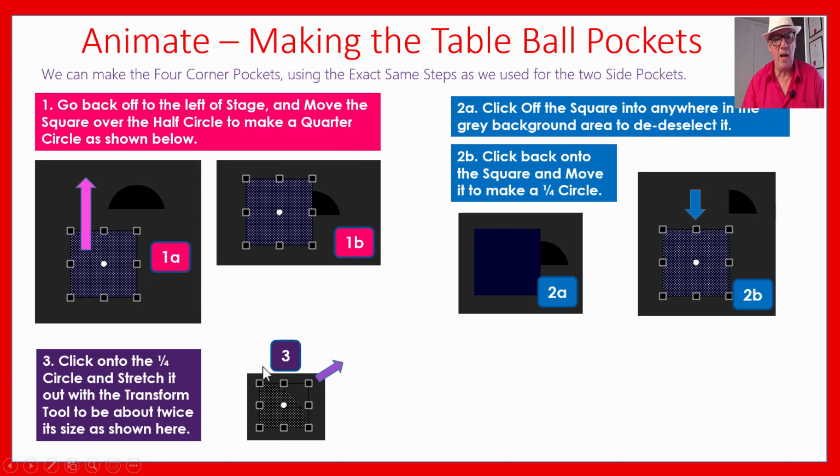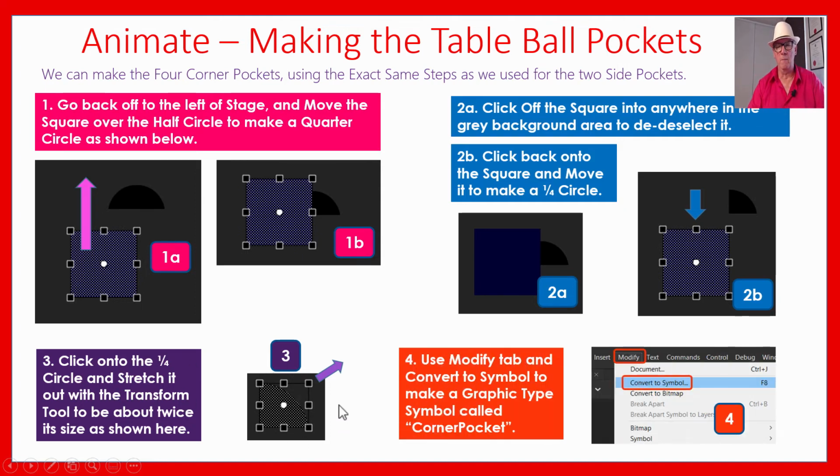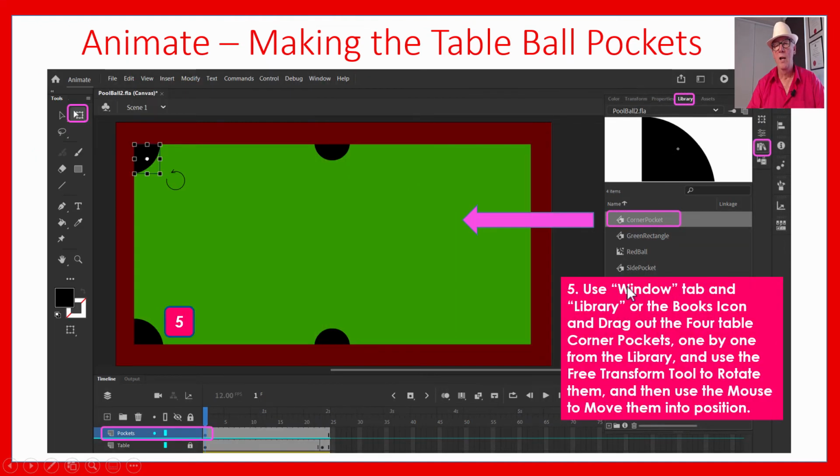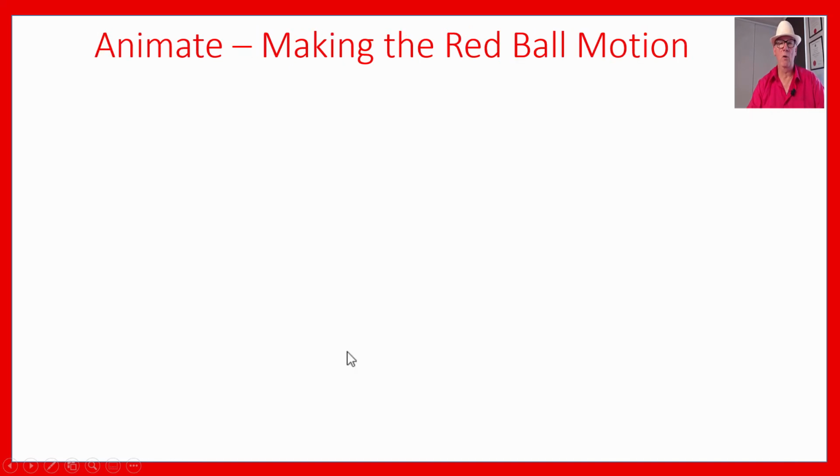So it needs to be bigger. So we just get on the resize transform tool and stretch it up to be a little bit bigger and modify, convert to symbol and call that one corner pocket. Then you can pull out corner pockets and rotate them around and put them into position. And then we'll have the whole table finished and we can put a padlock on the table, all right?